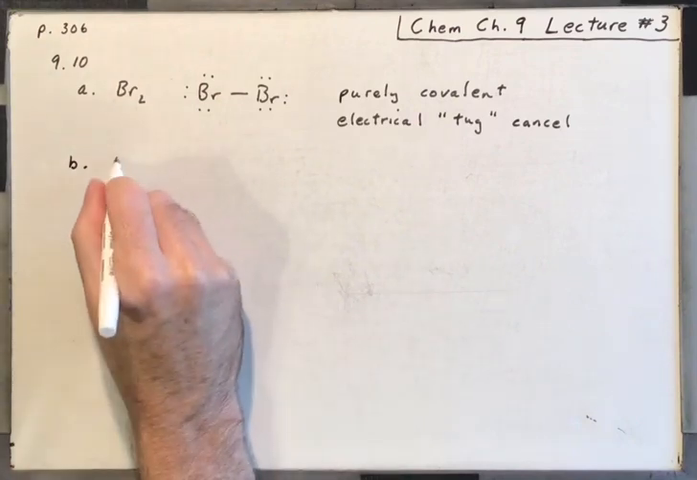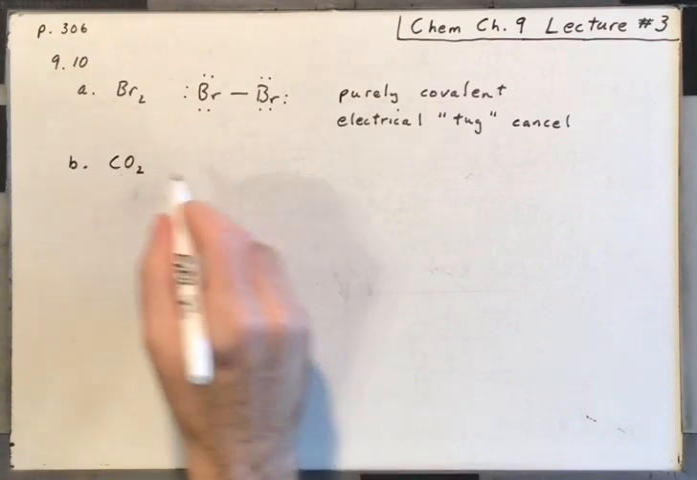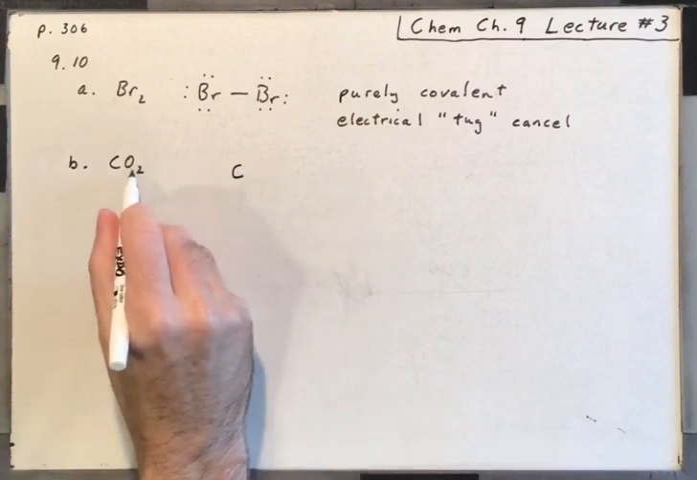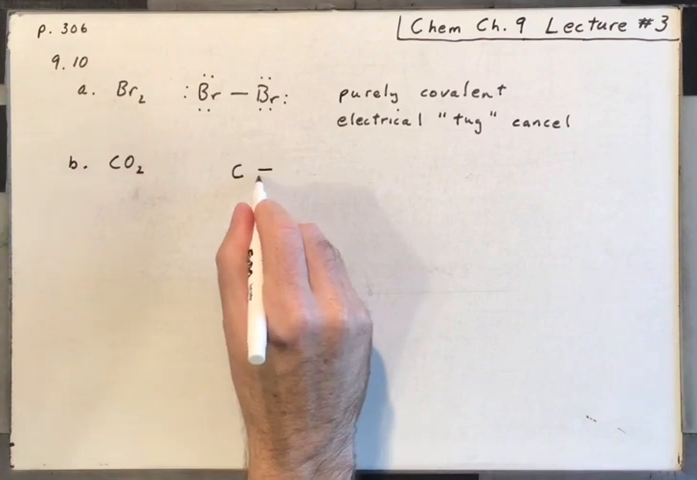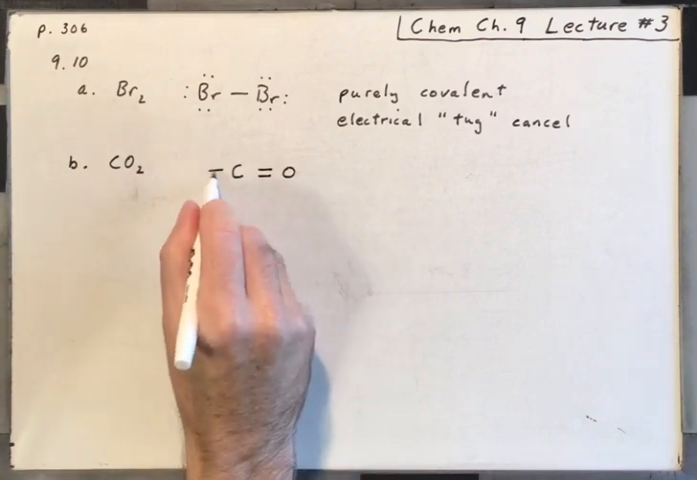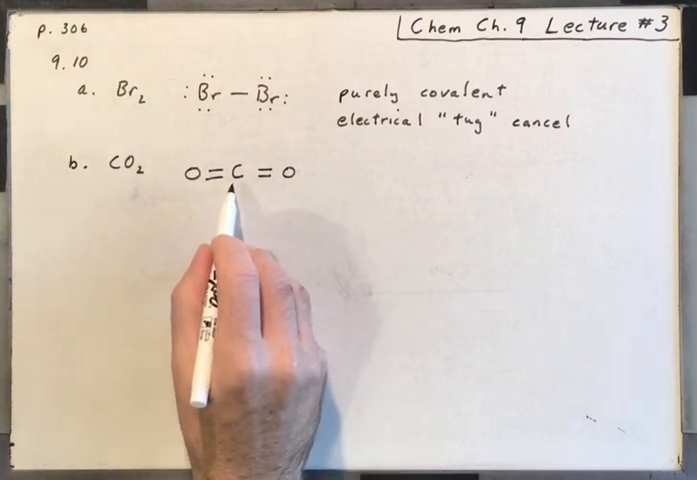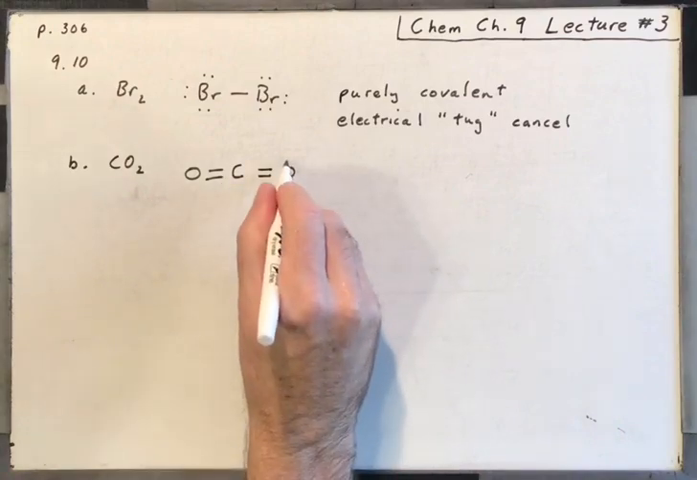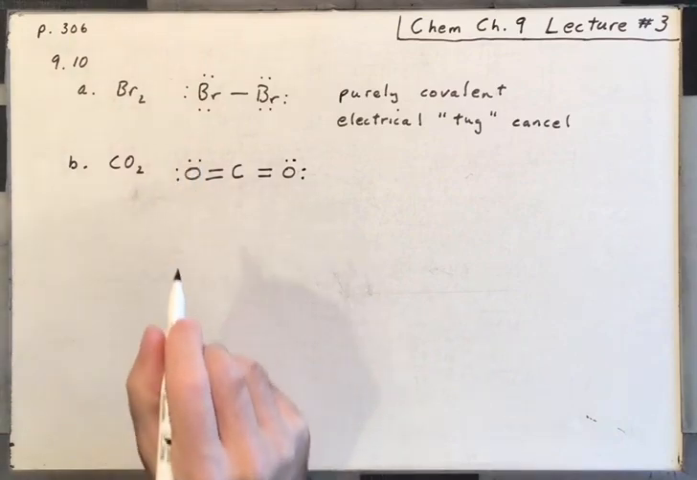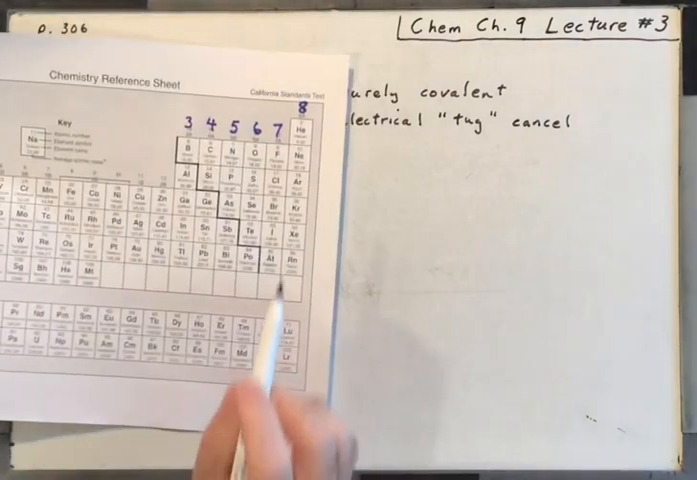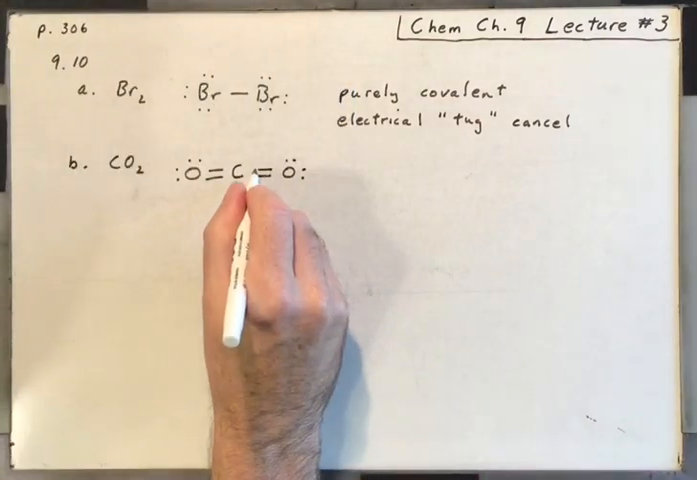All right, B, CO2. Now we've drawn this one a lot. Carbon, 4 valence electrons. It'll be in the center. Oxygen has 6, okay? 6 valence electrons. So it is a double bond. All right, if you're unsure about that, go back and look at previous lectures where we've drawn this multiple times. And in your notes. So oxygen is more electronegative than carbon. It's to the right of carbon on the periodic table.